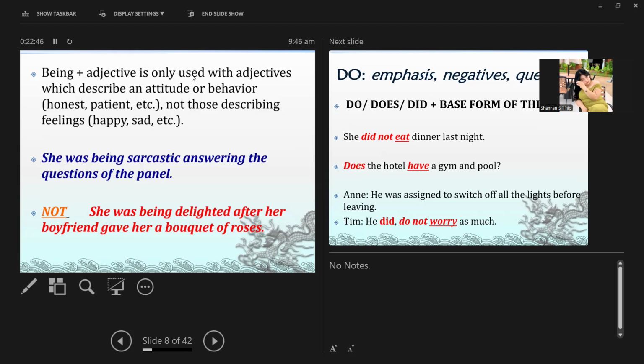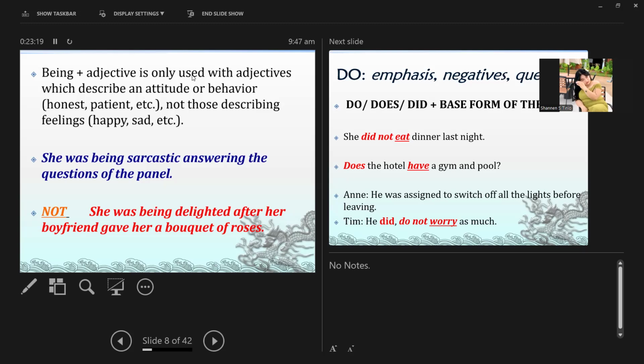Mali yung sentence na nasa baba. She was being delighted after her boyfriend gave her a bouquet of roses. So, you don't need to add being. You can just say, she was delighted after her boyfriend gave her a bouquet of roses. Hashtag sana all. Sana all bibigyan ng roses, di ba? But anyways, there you go.